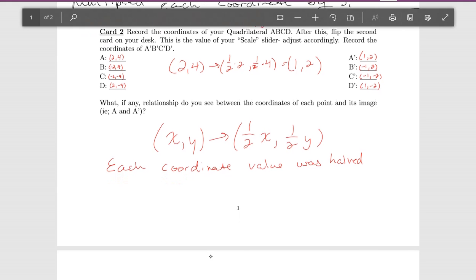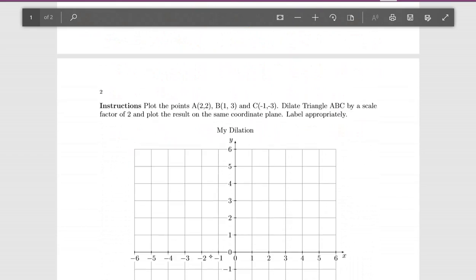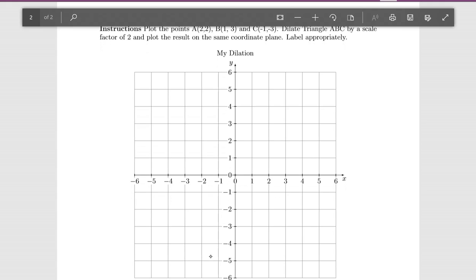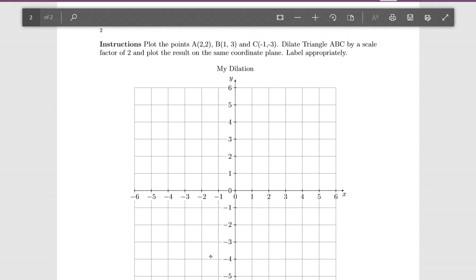Okay. So now we're going to actually perform a dilation on our own. We're going to take the points that we were given to plot and plot them. So A at 2, 2, B at 1, 3, and C at negative 1, negative 3. And we're going to put them under a dilation by scale factor of 2.